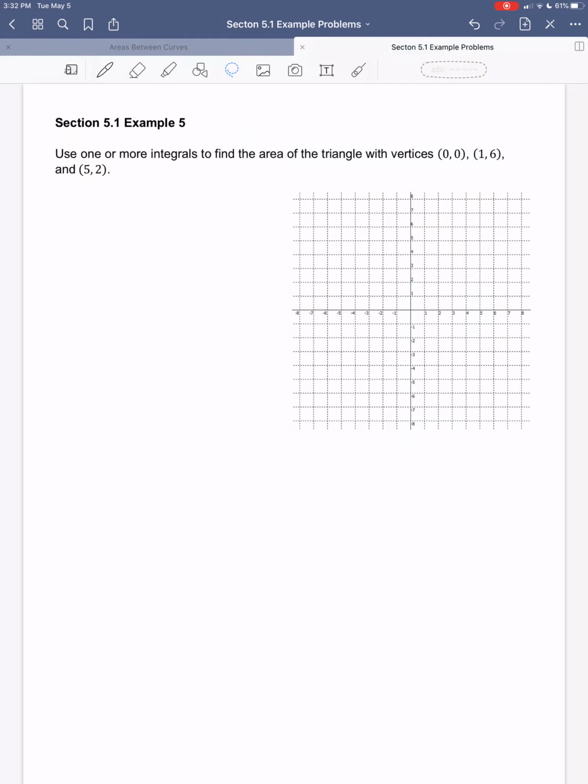In this example problem, we're supposed to find the area of the triangle with these particular vertices. So we've got 0, 0 here, we've got 1, 6 up here, and we've got 5, 2 down here. So we've got our triangle, and we're supposed to do this with one or more integrals. To do this, we're going to have the equations of these lines.